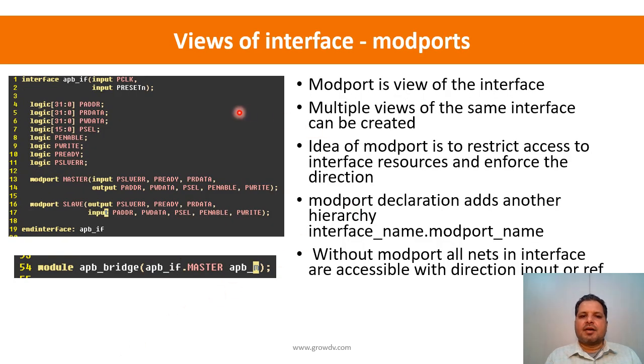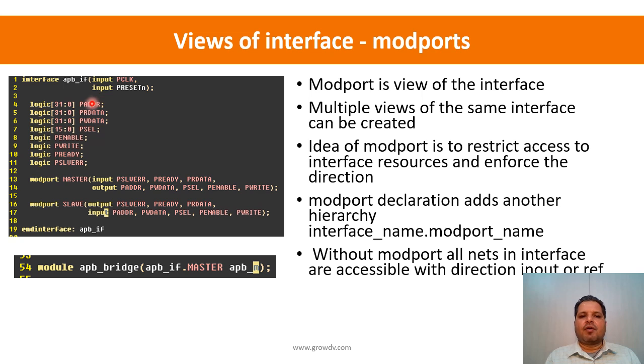In the previous example we were directly connecting the interface, but as we have discussed, we can also encapsulate the views, essentially the port view of the interface as well. And in this particular example we are demonstrating the same. Without a Modport, if we directly pass the interface, then we will not be able to restrict the access to these signals. So anybody could drive and anybody could monitor. But using the Modport, you can restrict the access to interface resources and also enforce direction.